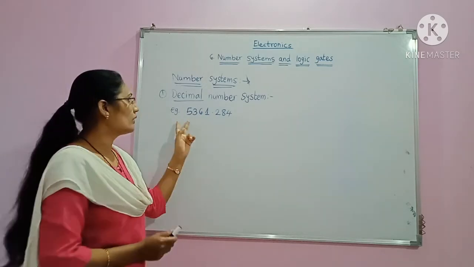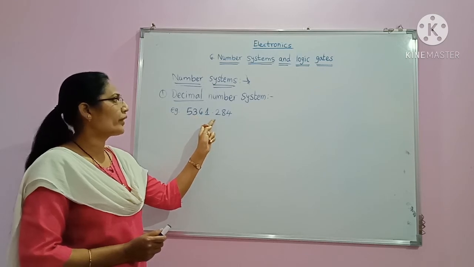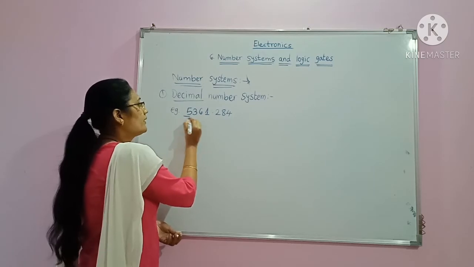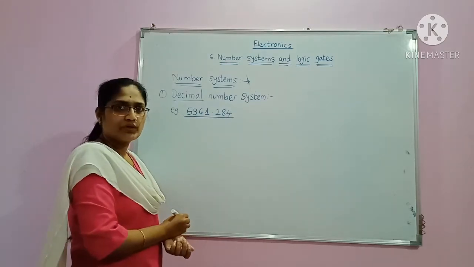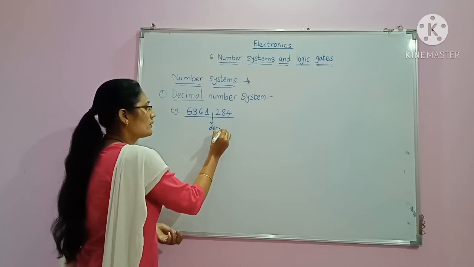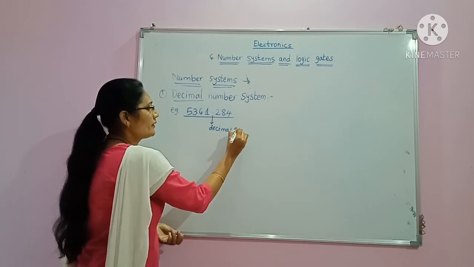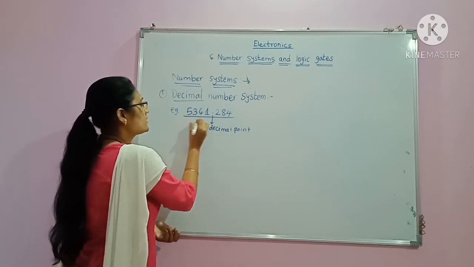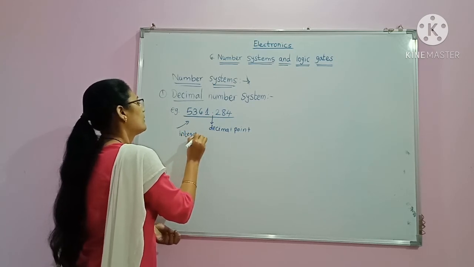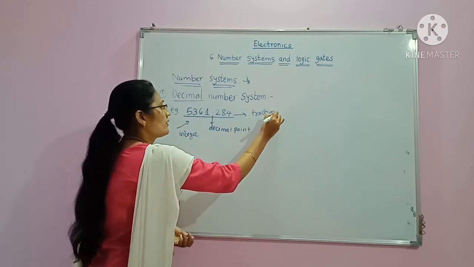Let's consider an actual example of the decimal number system. Here I have written one number. Its value is 5361.284. Then we know that it is a mixed decimal number. It consists of a decimal point, this is the integer part, this is the fraction part.